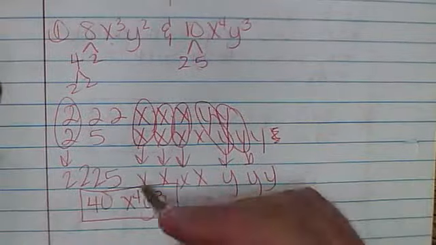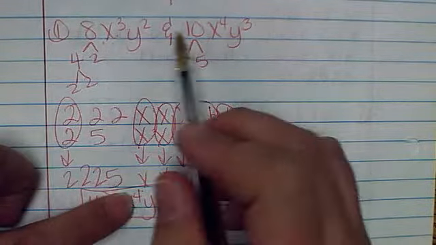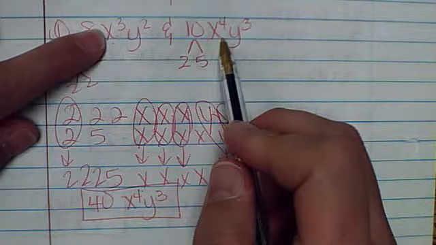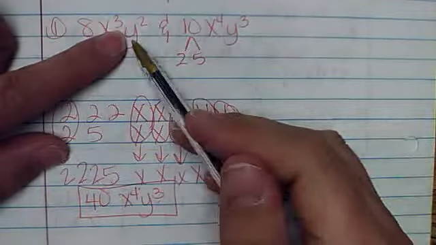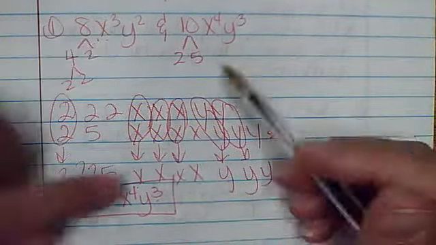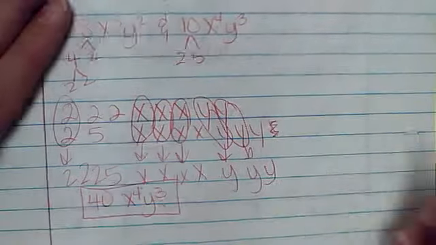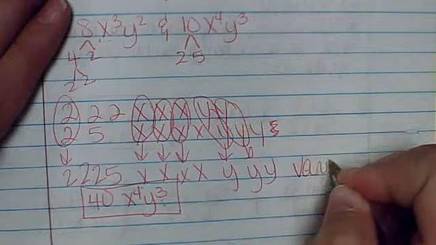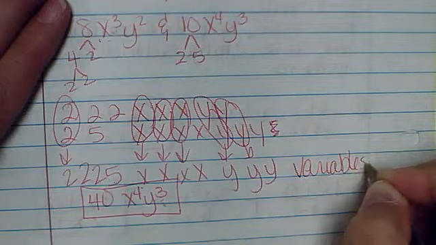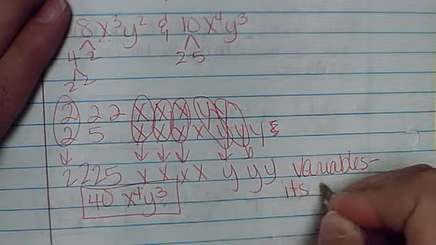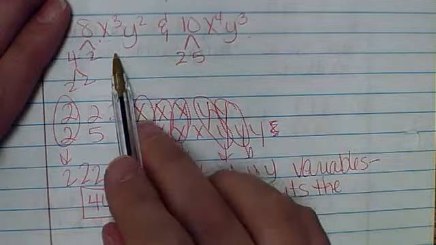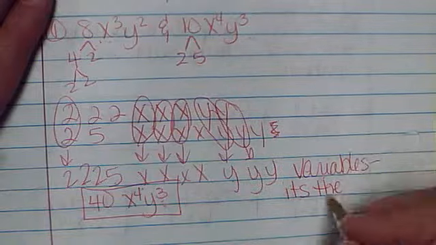Now if you look at those variables, x to the fourth, there's x to the third and x to the fourth in our problem. There's y squared and y to the third in our problem. We took the bigger group. So for the variables, it's the bigger group. And you can mix and match. You can have x's from one problem, y's from the other. It doesn't matter.